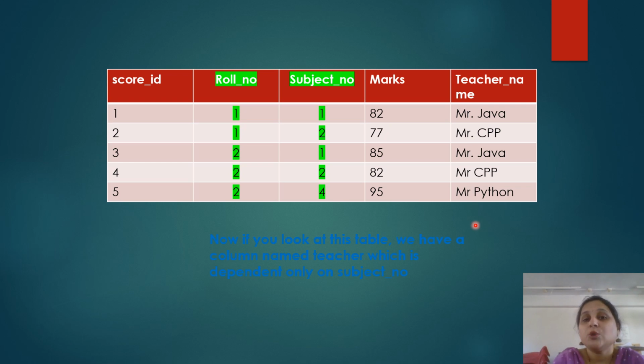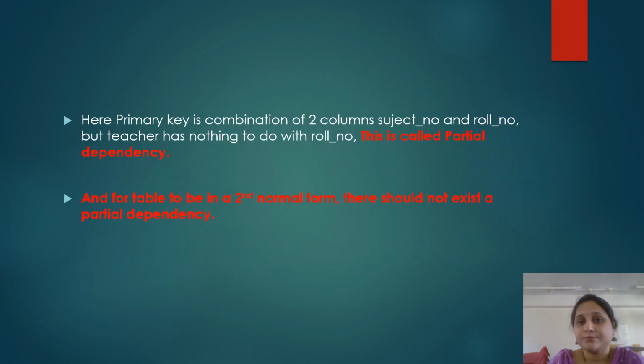Means what? There are two columns forming a primary key, but a particular column in the table is dependent on only one of them. That is, here in our example, it is subject number. So this is called a partial dependency.